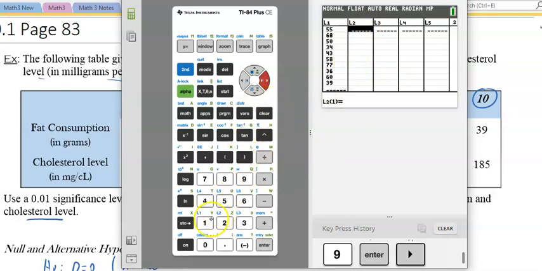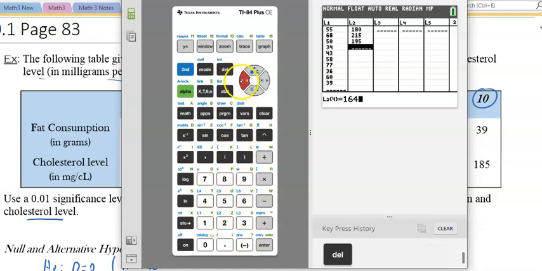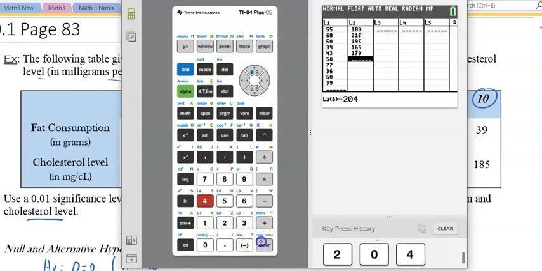180, and they have to pair, 195, 165, oops, 170, 204, 235, 150, 190, and 185. And now that I have them in, I will quit.